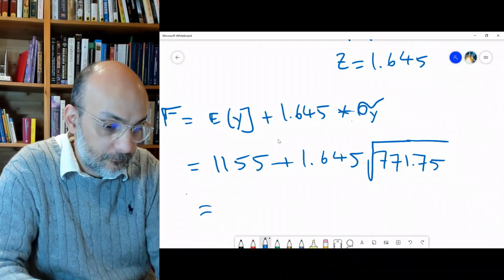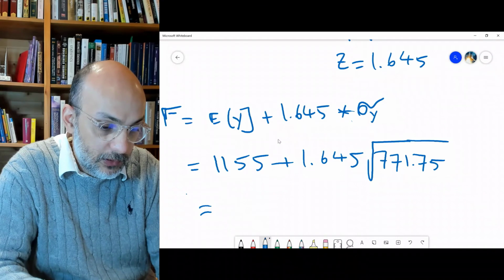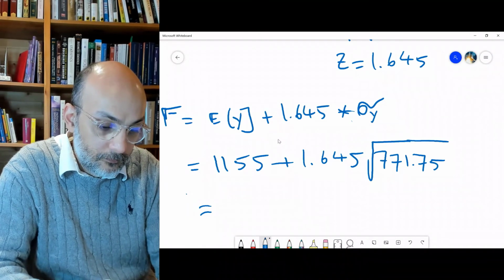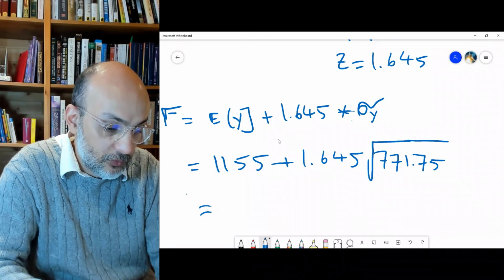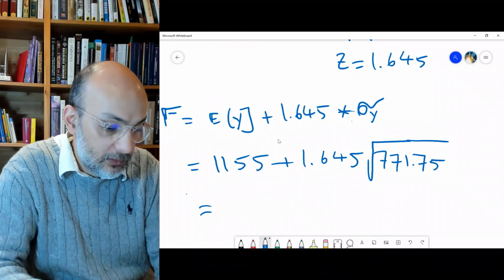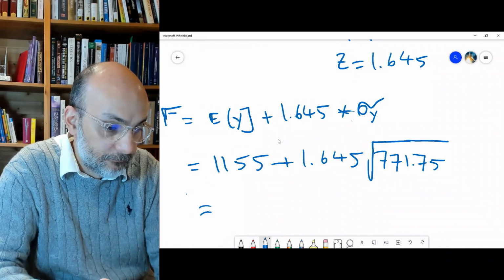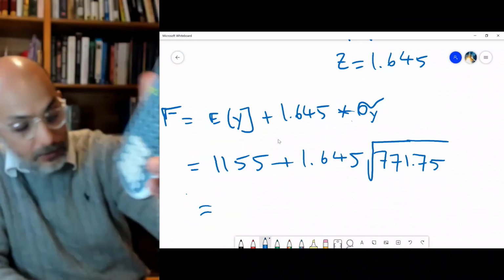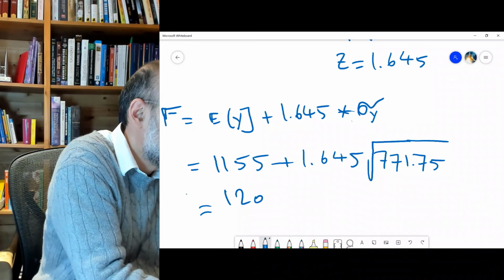So if we take the square root of the total fund, multiply it by 1.645, we add to it 1155, and you will get 1200. So we need to have the fund of 1200.